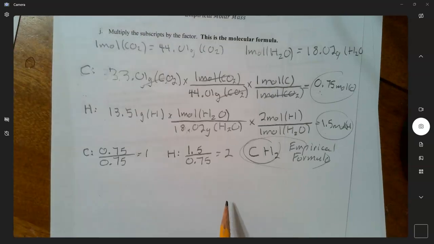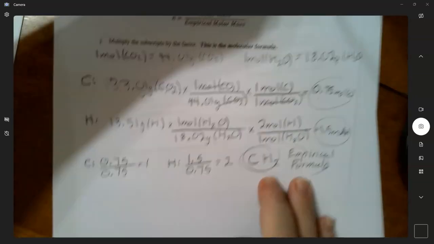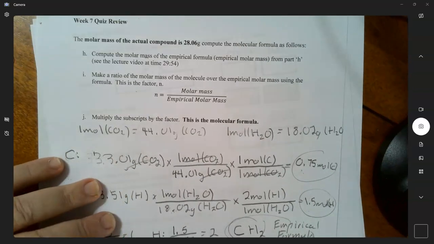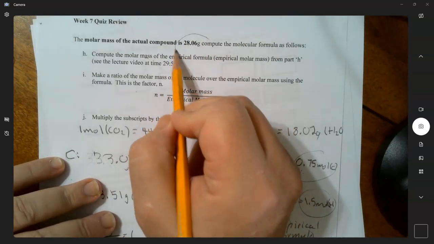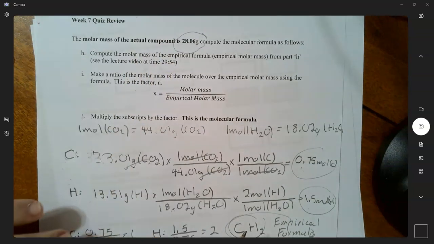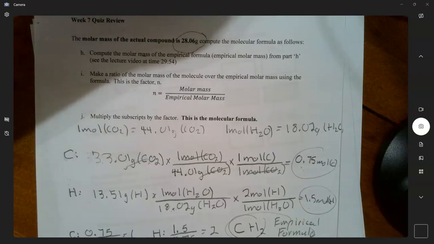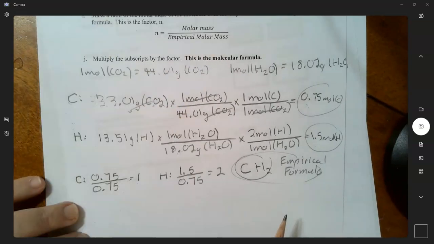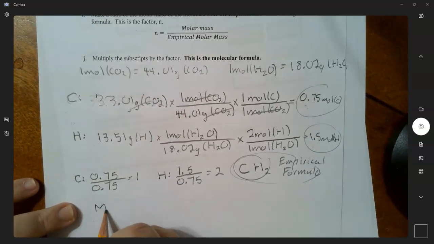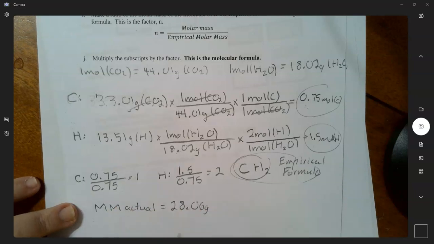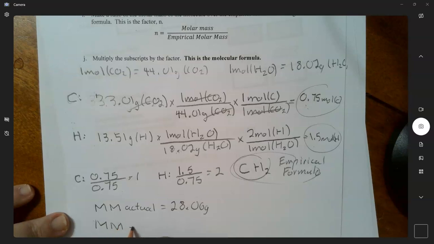Now, we need one more piece of information to find the actual molecular formula, and that piece of information is up here: 28.06 grams is the actual molar mass of this unknown gas. How you got to know that number, you don't need to worry about it this time. Just accept that you have that number. So now we're going to come down here and write molar mass. That's the actual molar mass. And now we have to figure out the molar mass of the empirical formula.